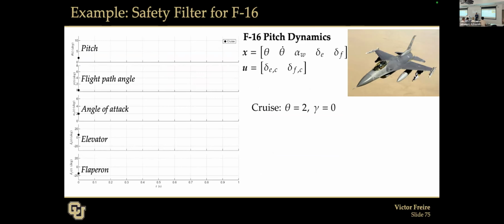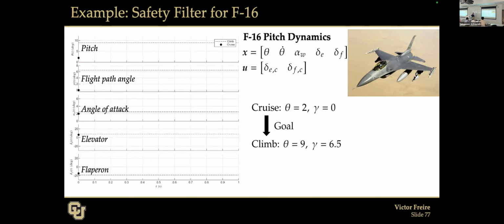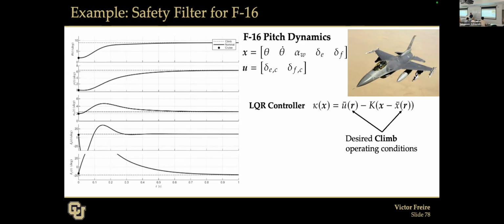So here I've plotted all the states: the pitch, the flight path angle, which is the pitch minus the angle of attack, the elevator and the flaperon. We're going to start from the cruise configuration. So flight path angle is 0. The nose of the aircraft, the pitch, is slightly pointed up, 2 degrees. And we want to transition to a climb configuration. So flight path angle 6.5 degrees, nose pointed higher at 9 degrees.